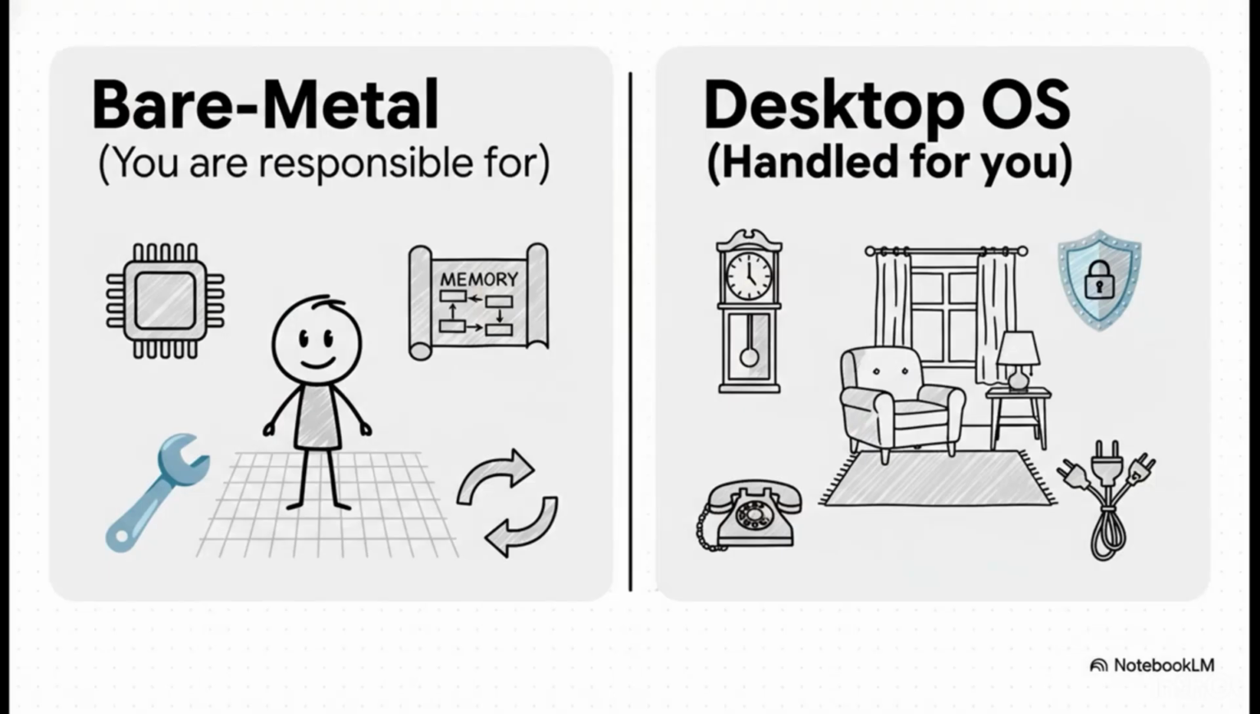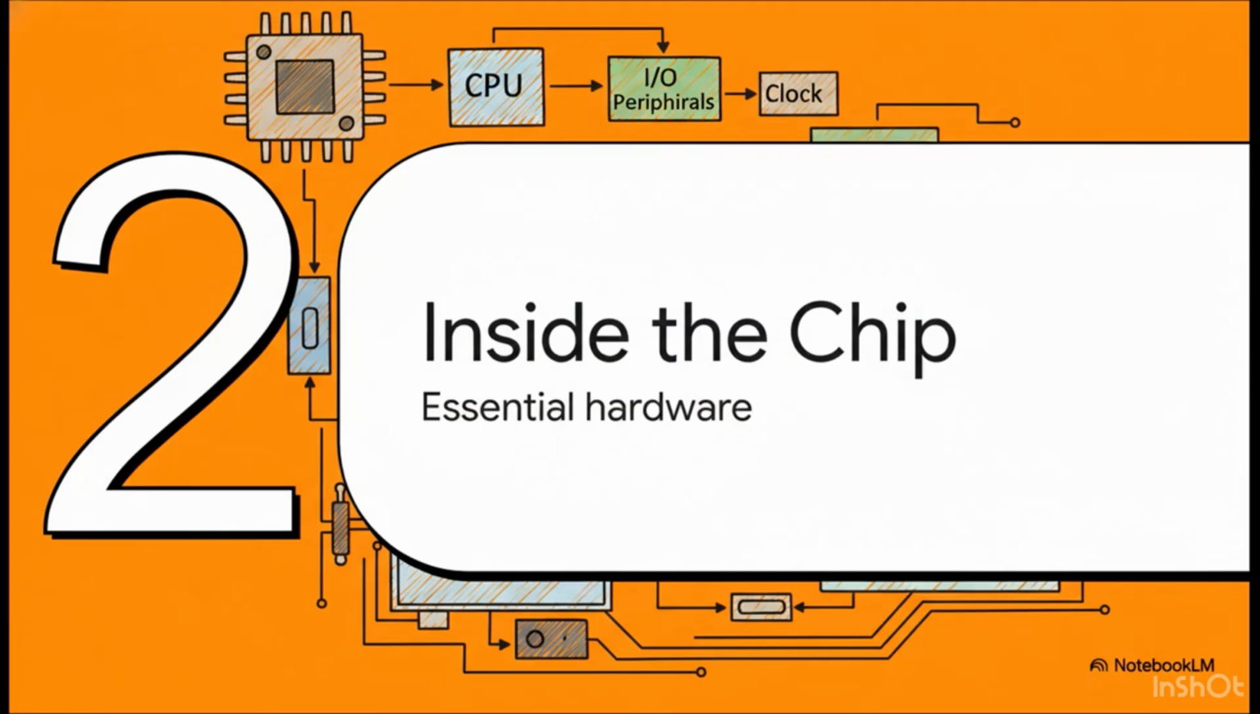And believe me, the difference in responsibility here is just huge. Writing a desktop app is kind of like moving into a fully furnished apartment. You know, the lights work, the water runs, the OS handles all of that. But bare metal? You're given a plot of land and a pile of bricks. You have to pour the foundation, put up the walls, run the electrical. You have to build everything from scratch. So what's on that plot of land? What are these building materials we get to work with?